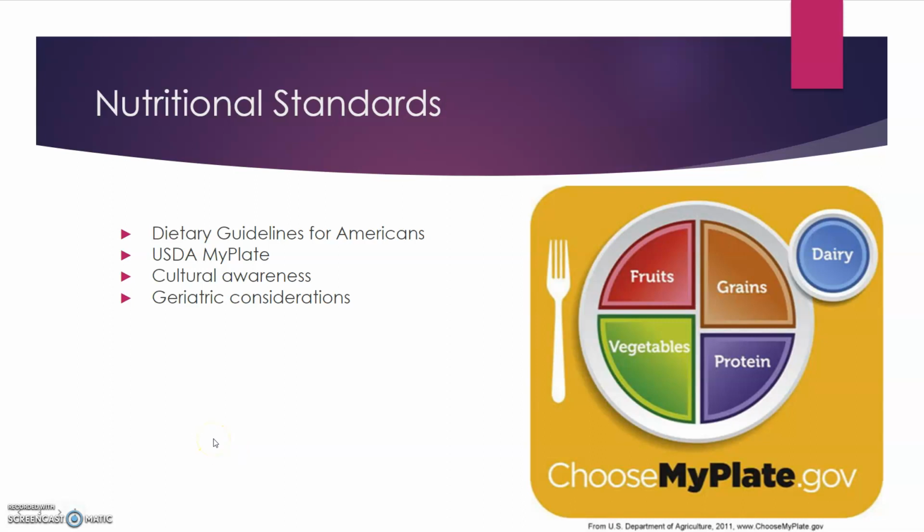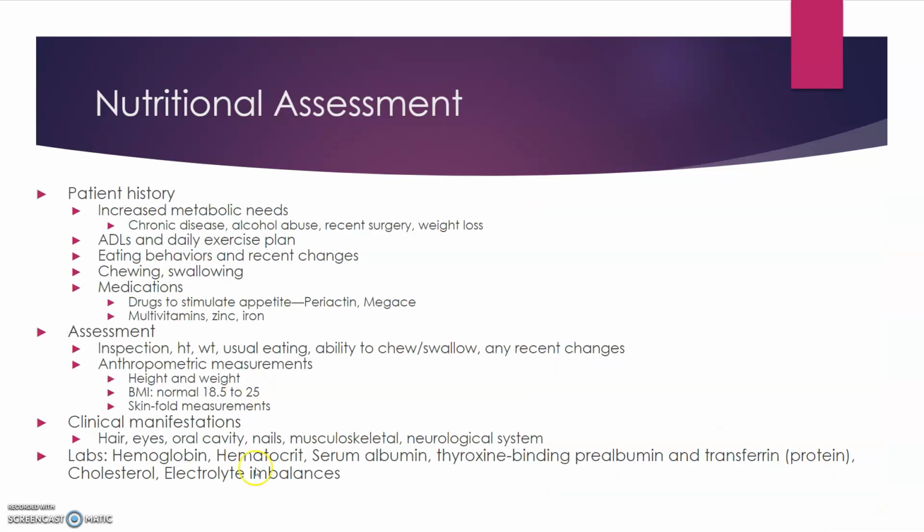So the nutritional standards that we're going off of are the USDA MyPlate, which is the dietary guidance for Americans. And you can kind of see that here: fruits, vegetable, grain, protein, and dairy, and how much of each you should have. But take into account that there are cultural awarenesses with this, and you will study that more in Trinity if you have not already. And then there are geriatric considerations about the food preferences that they may have.